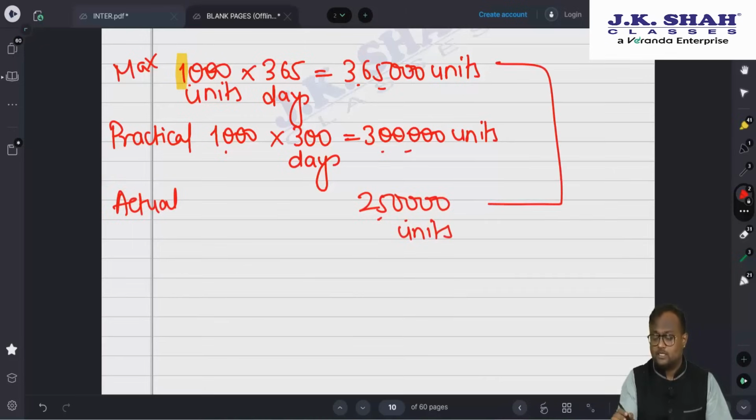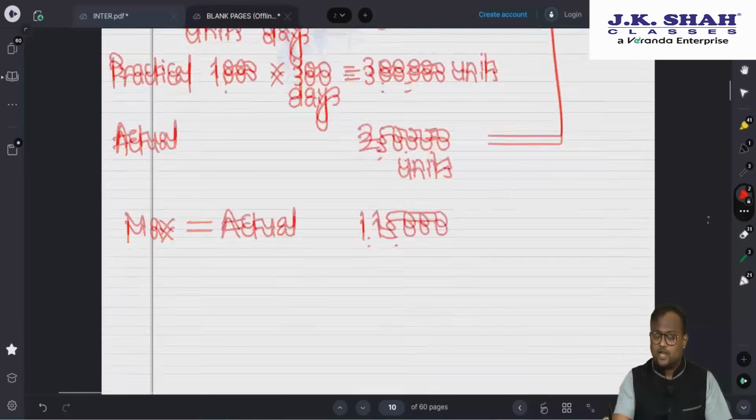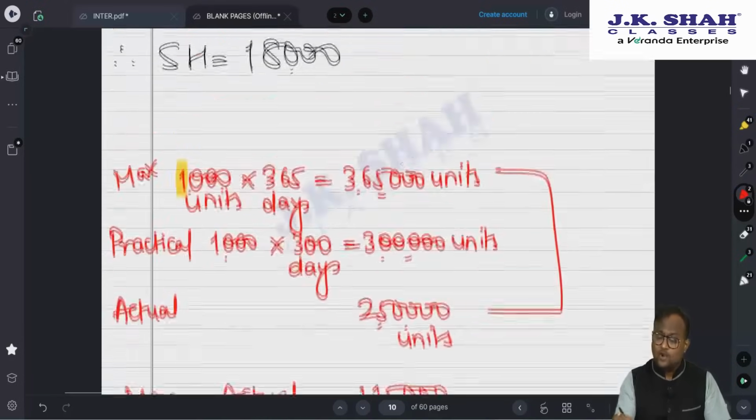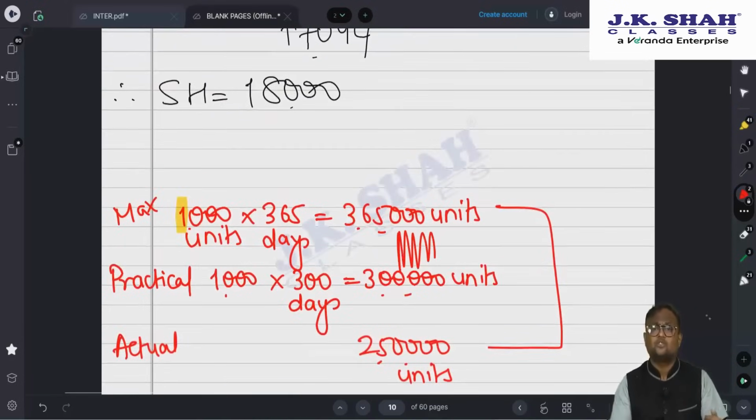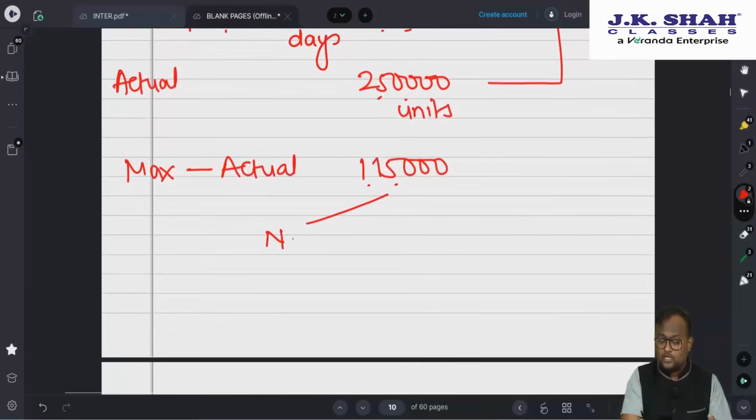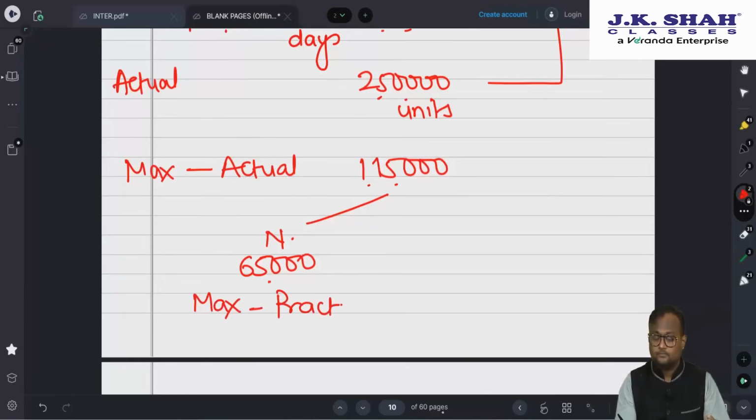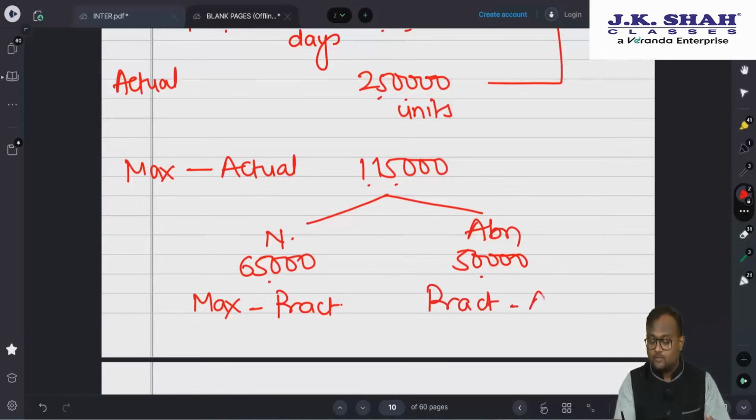Now you can clearly see, maximum minus actual will give you idle capacity. I have not produced 1,15,000 units. But out of 1,15,000 units, nobody could produce 65,000 because it is not practically possible. So that is normal idle capacity, which is 65,000, which is maximum minus practical. That means the balance 50,000 is considered abnormal idle capacity, which is practical minus actual.